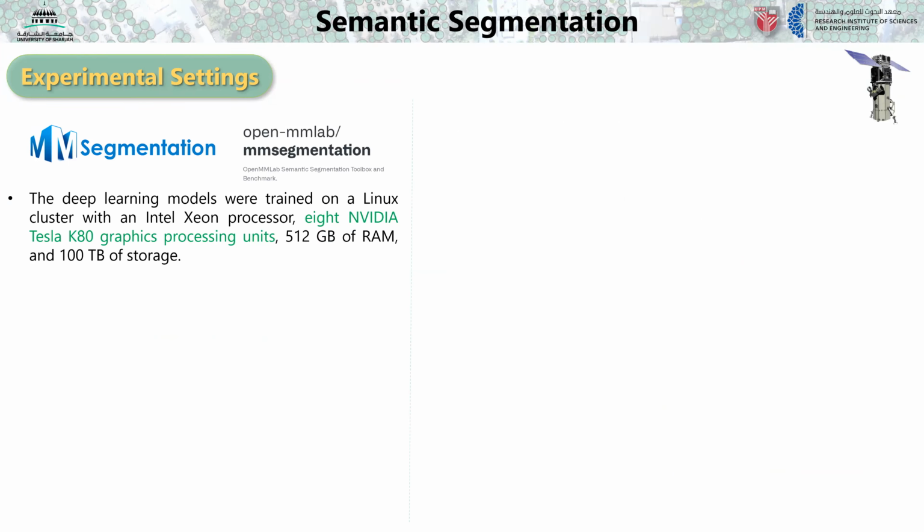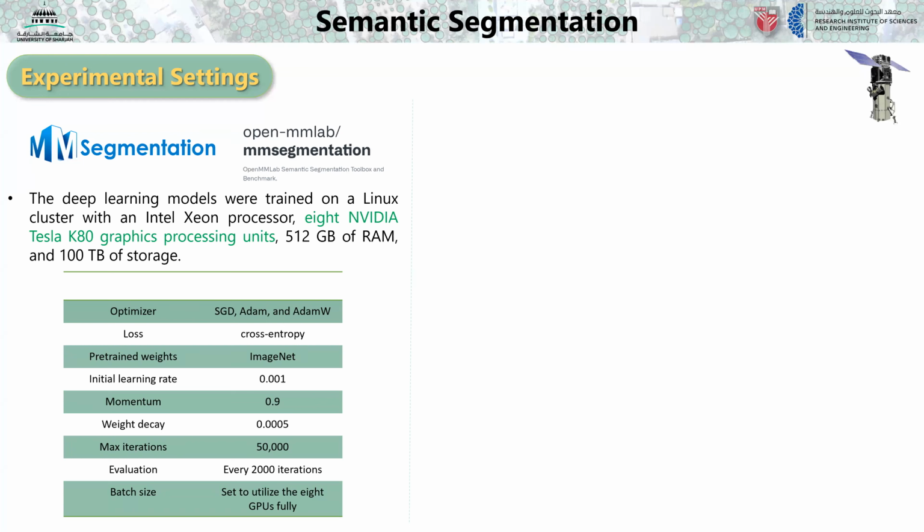So these models were trained on the MMSegmentation framework. It is an open source deep learning framework, like a semantic segmentation toolbox. These models were trained on a Linux cluster with 8 NVIDIA Tesla K80 GPUs. See, these are some of the hyperparameters. The models were trained for 50,000 iterations and evaluated every 2,000 iterations, and the batch size was set to fully utilize the 8 GPUs.